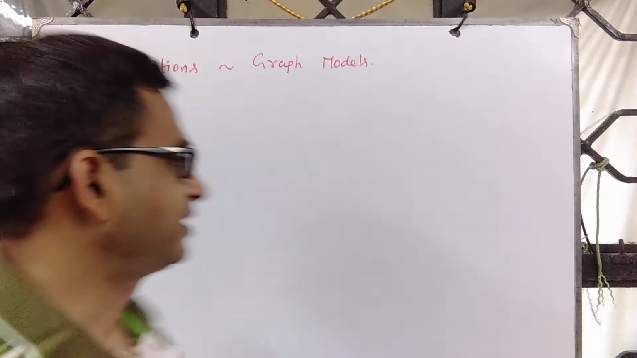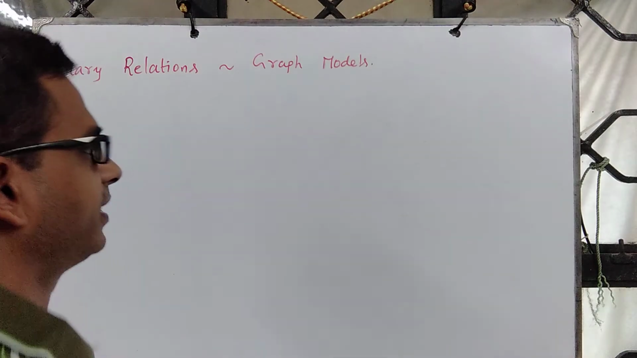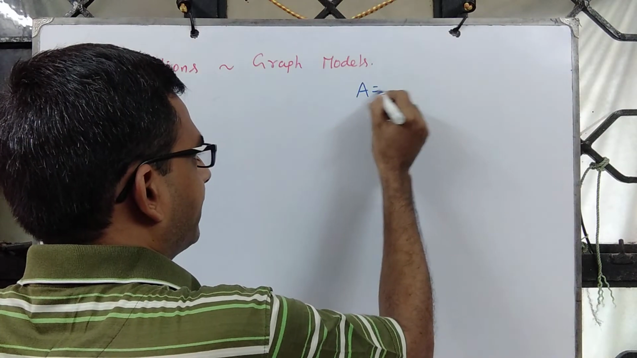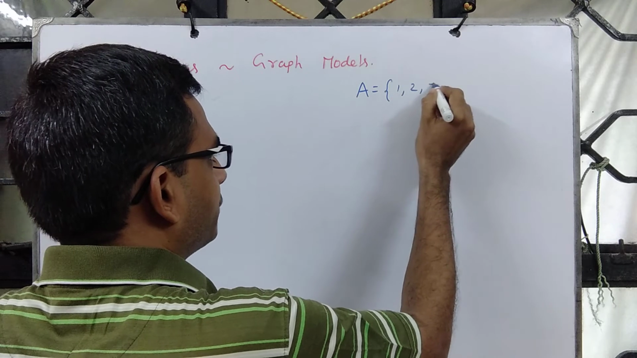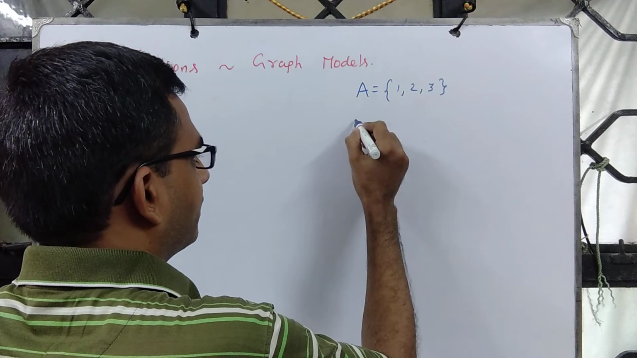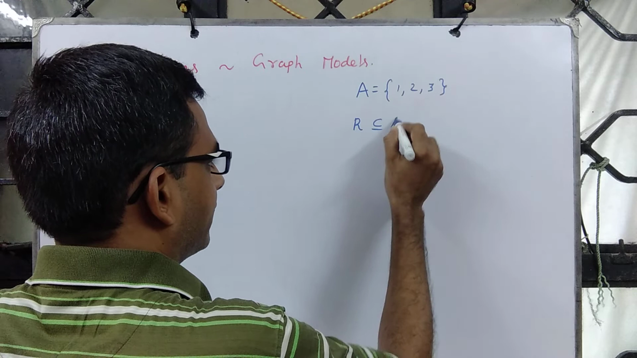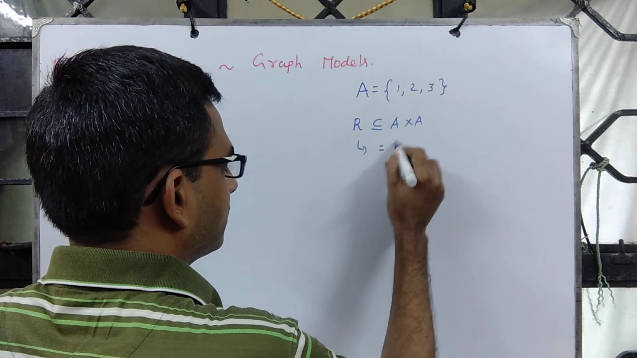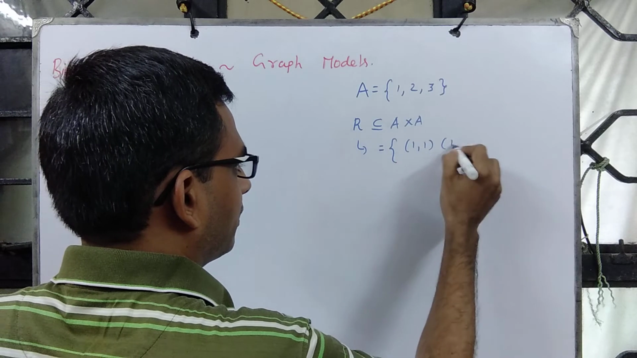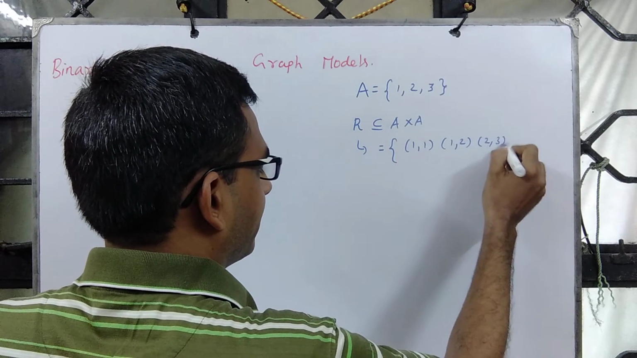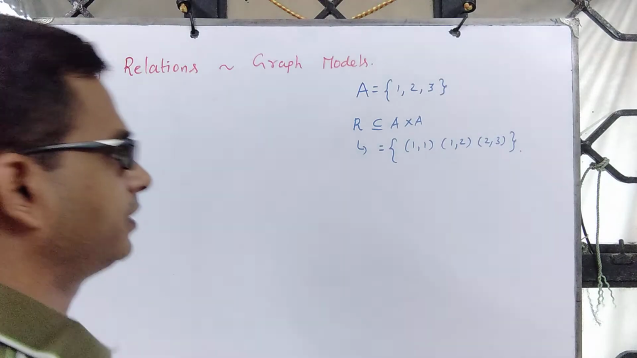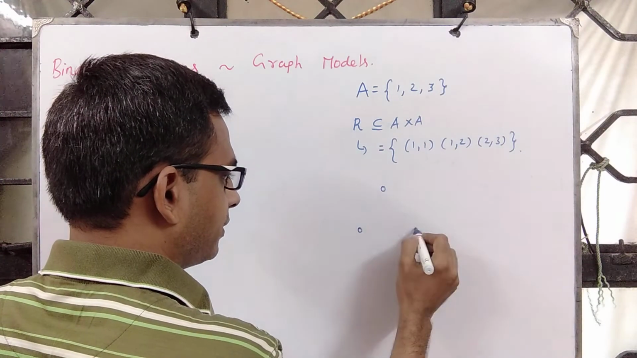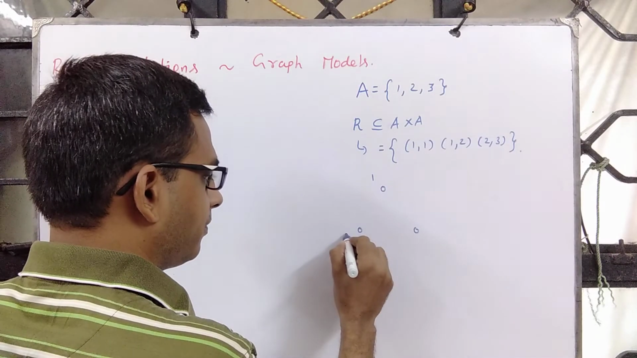Let us continue our discussion on binary relations and graph models. Suppose the underlying set is A = {1, 2, 3} and the relation R is a subset of A cross A. Let's assume R is {(1,1), (1,2), (2,3)}. If this is the relation, then one can represent it using a graph model.